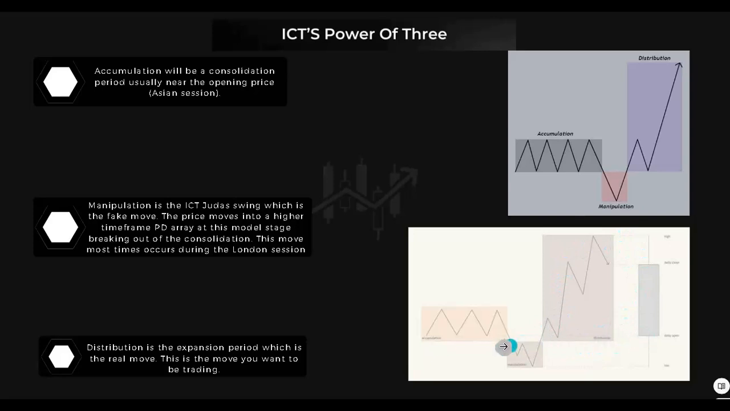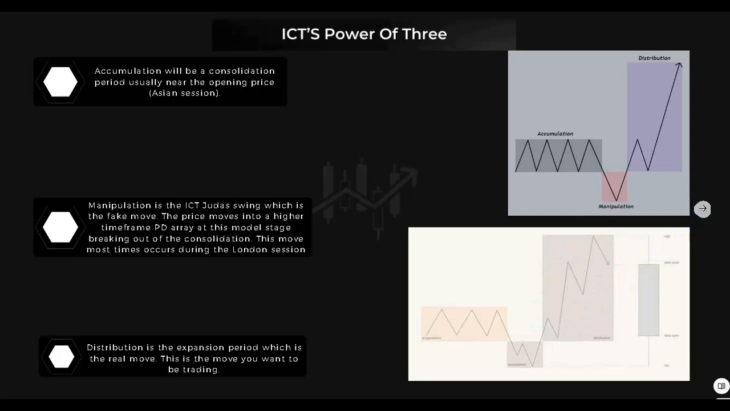So price opens at the daily open. That is the accumulation. That is the end of the accumulation. We have the Judas swing, manipulation. Then price moves higher, creating the main body of the candlestick, creating the high, eventually closing below, right? So that is the distribution move.